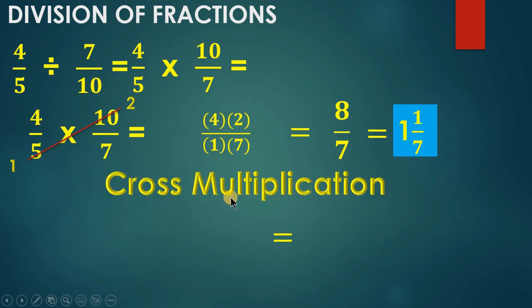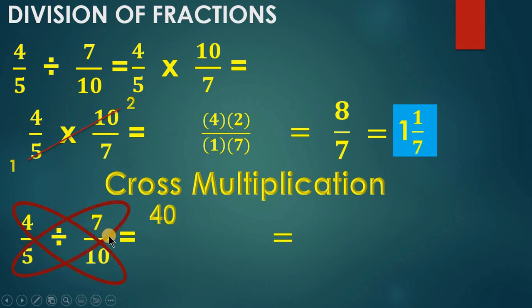Ayan. Ngayon, sa cross multiplication naman, ayan. Multiply muna natin yung 4 and 10. Palagi itong mauuna. Ayan. So, what is 4 times 10? That's 40. Next, 5 times 7, that is 35. 40 all over 35. Simplify natin.